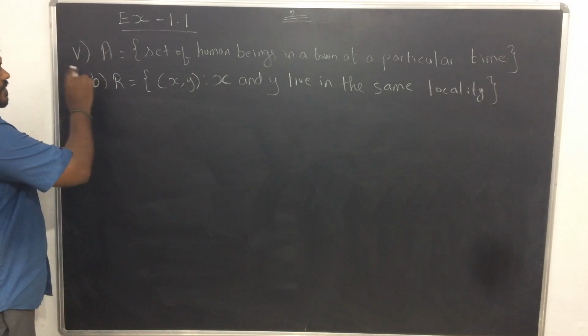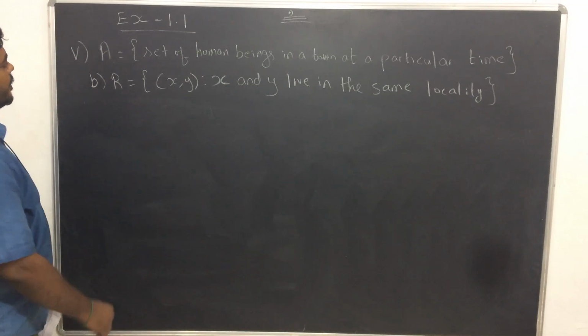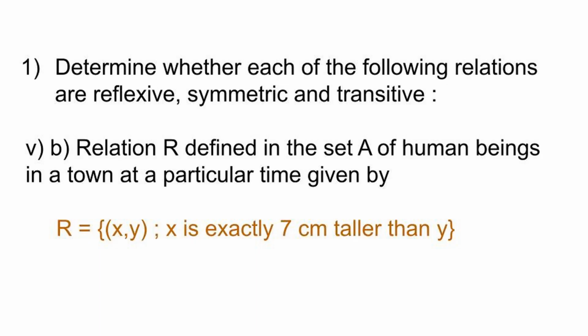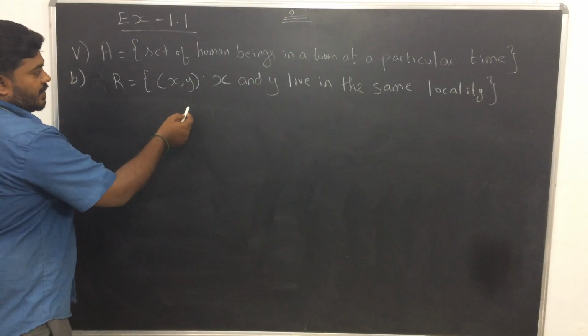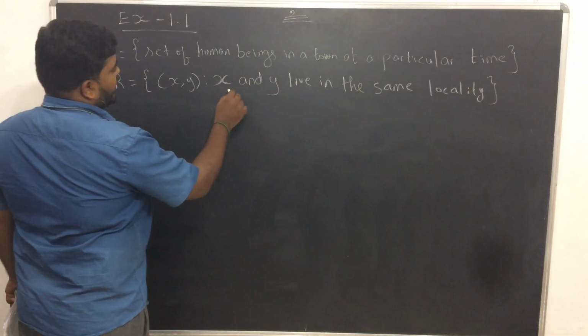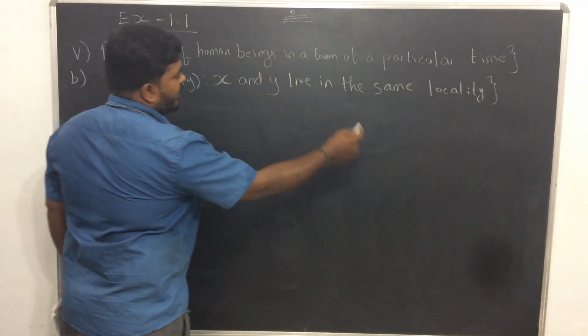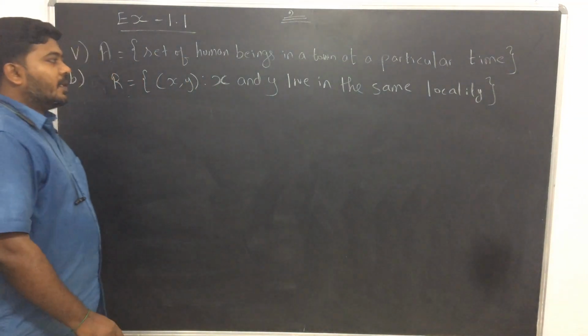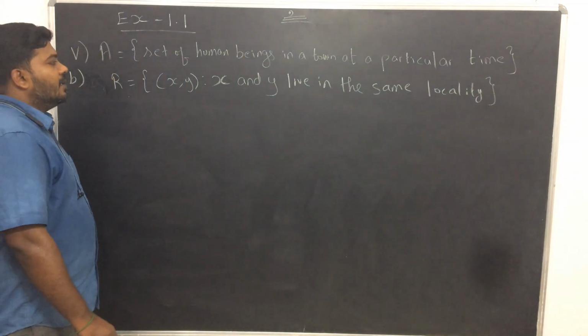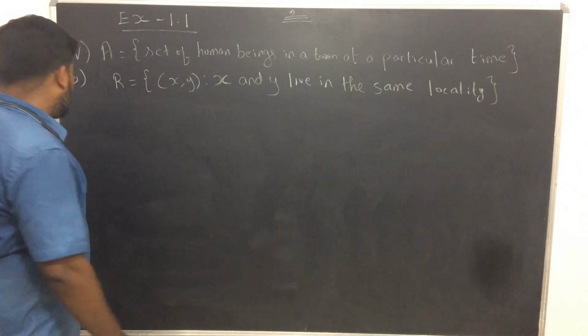Exercise 1.1, with some subdivision B. Now, say B is the same: human beings in a town at a particular time. The relation changes. What is the relation here? It is defined on A such that x and y live in the same locality. They are saying x and y live in the same locality.